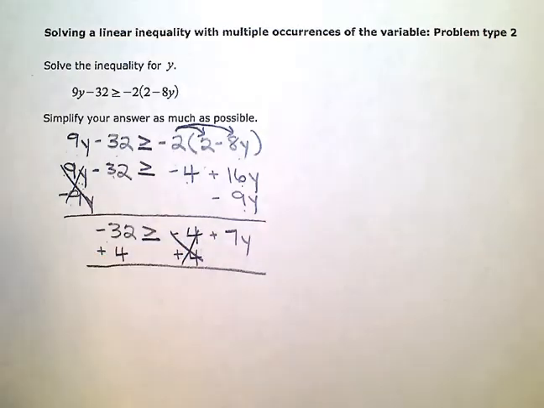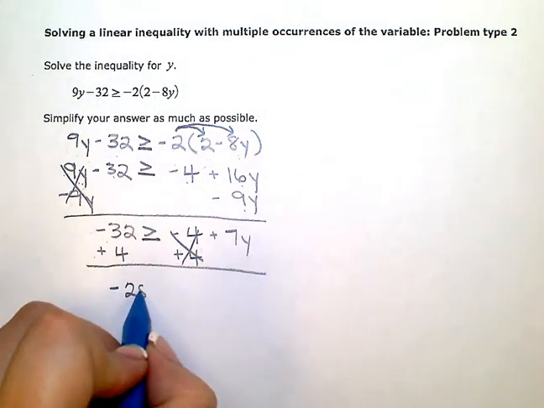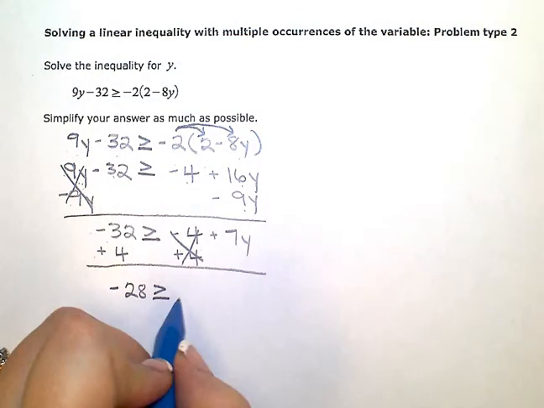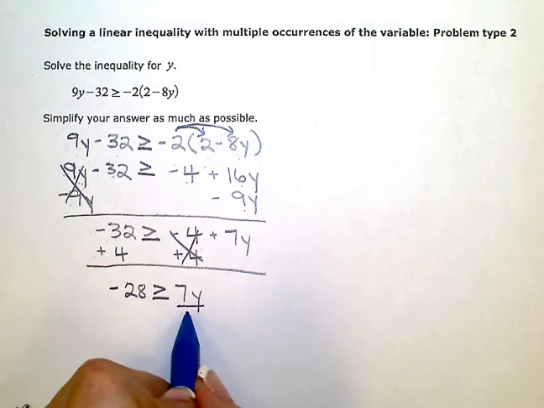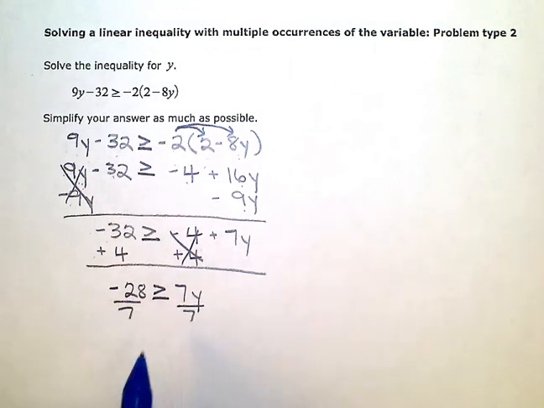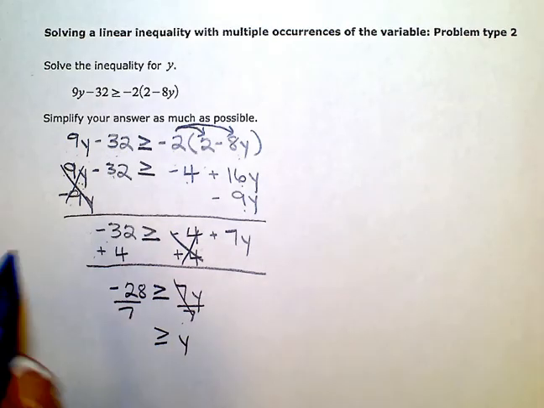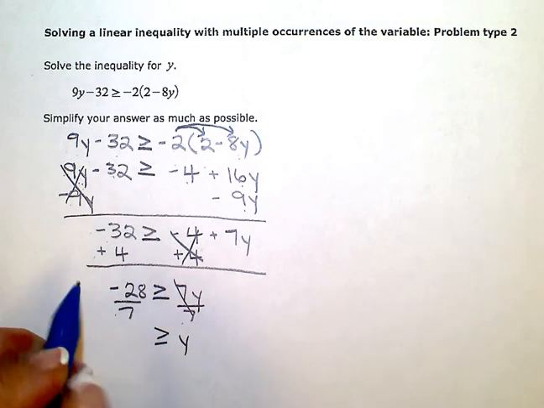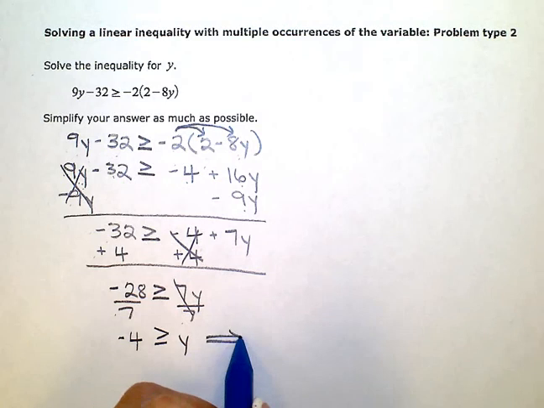And when I simplify, negative 32 plus 4 is going to be negative 28 is greater than or equal to 7y. And my last step is going to be dividing by 7, and I'm dividing by a positive number here, so I don't need to flip my inequality symbol. But when I simplify, I'm going to have y on the right, and negative 28 divided by 7 is negative 4 on the left.